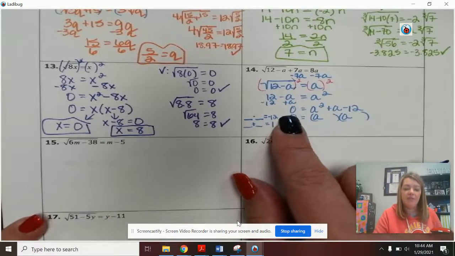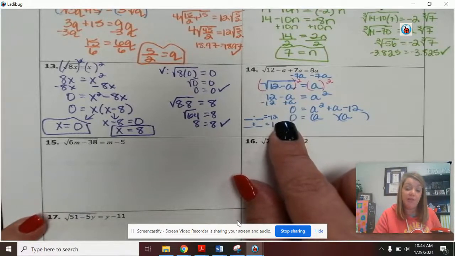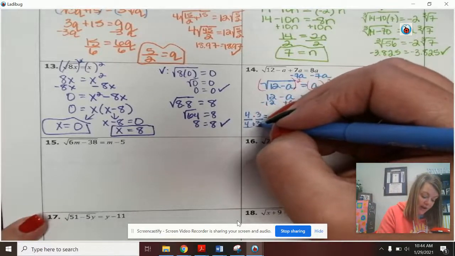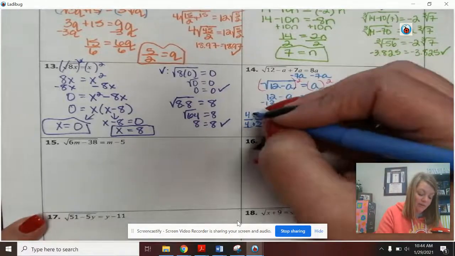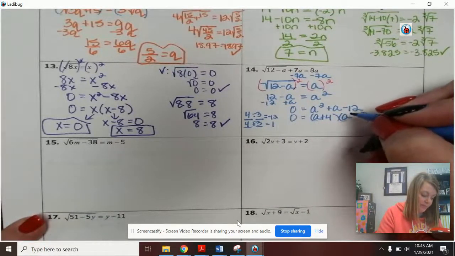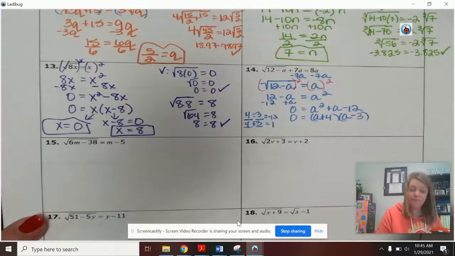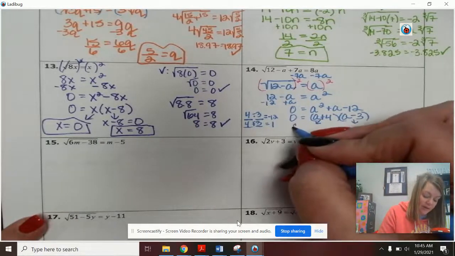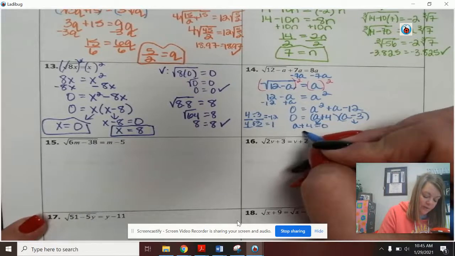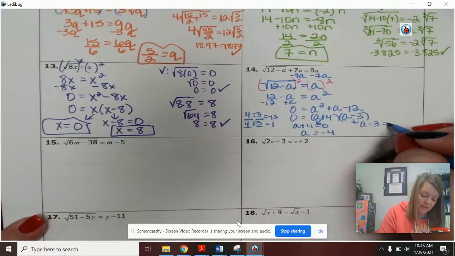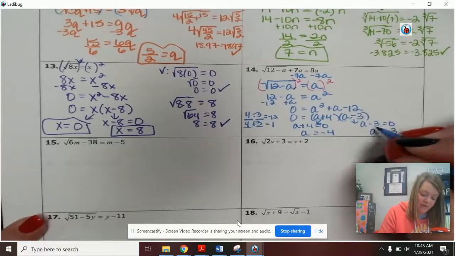Well, I think factors of 12 that might work here, 4 and 3, but one of them needs to be negative. Okay, and I need positive 1. So let's make the 3 negative. Okay, so positive 4 and negative 3. Now, set both of those equal to 0. A plus 4 equals 0, so A equals negative 4. A minus 3 equals 0, so A equals 3 when I add it over.